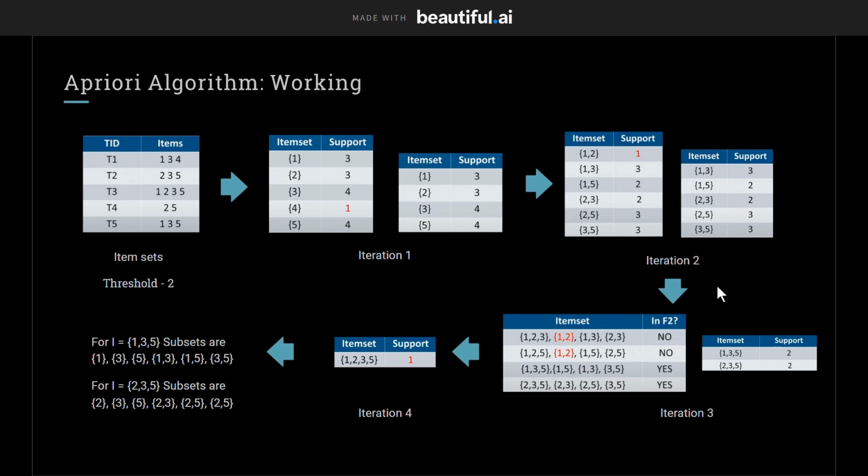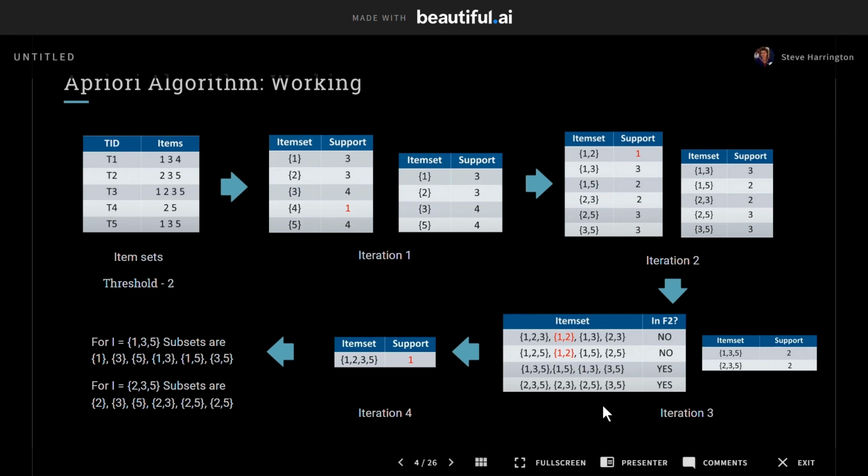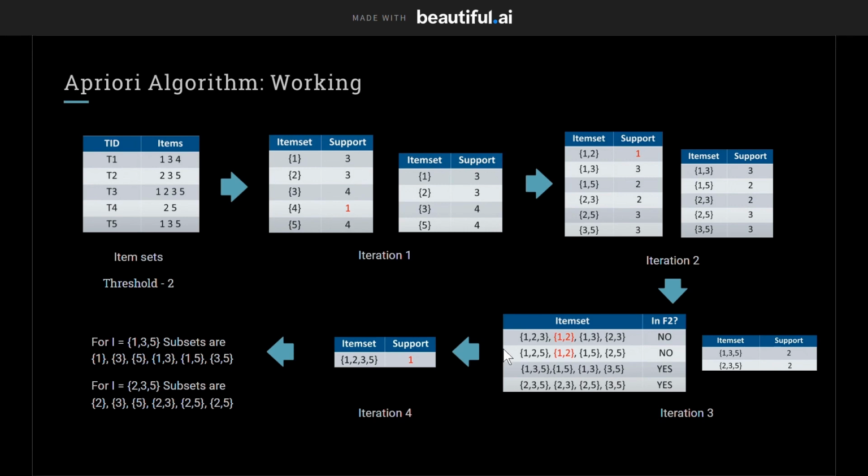When we move to iteration 3, we consider a process called pruning, where we discard all the subsets which do not have the item sets present in the previous iteration. We are left with two item sets, 1, 3, 5 and 2, 3, 5. When we move to iteration 4, it has only a single item set of size 4 with a support value less than the threshold. So we stop the process over here, and the final subsets are 1, 3, 5 and 2, 3, 5.